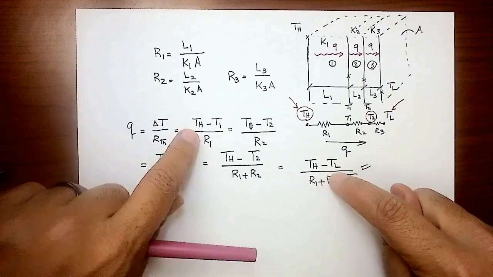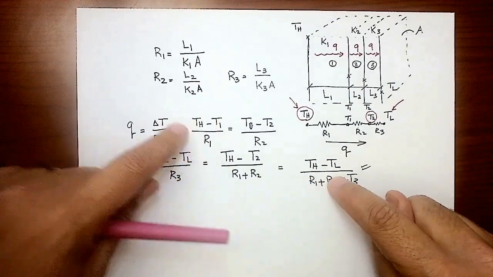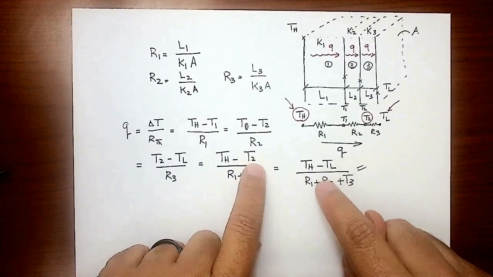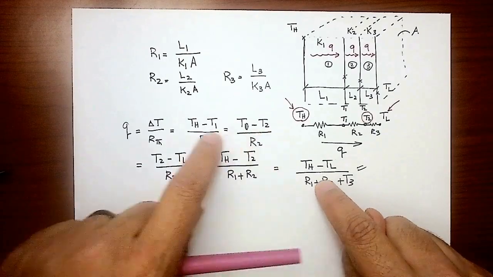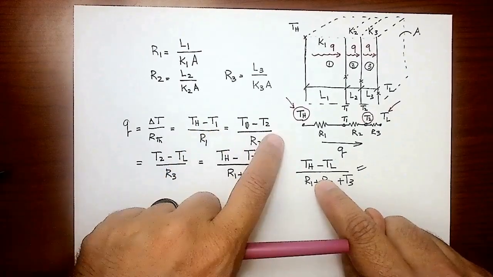If I take this value with this value, this ratio with this ratio, the only unknown would be T1. I will get T1. If I take this ratio and this ratio, I can get T2. Or if you take this one with this one, you can get T2 because you already calculated T1. But keep in mind, if T1 is miscalculated, T2 will be miscalculated.